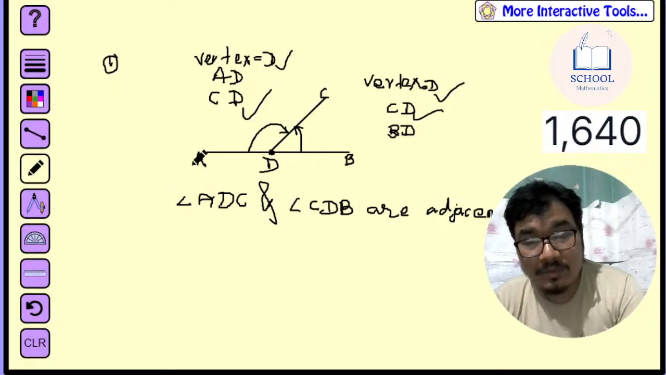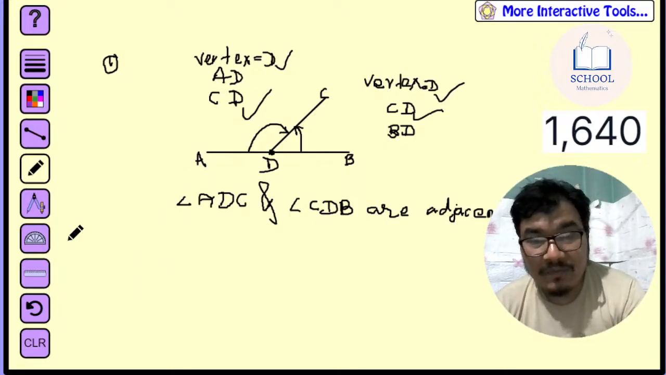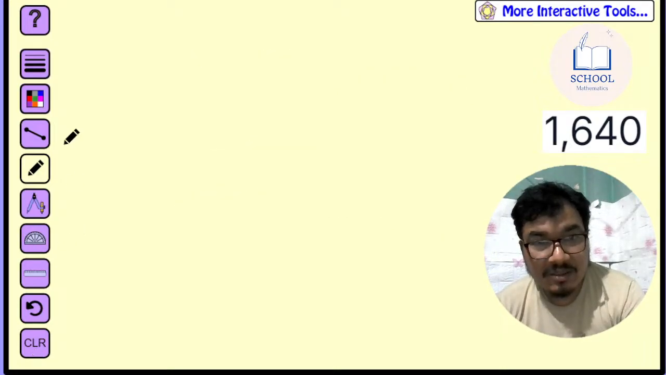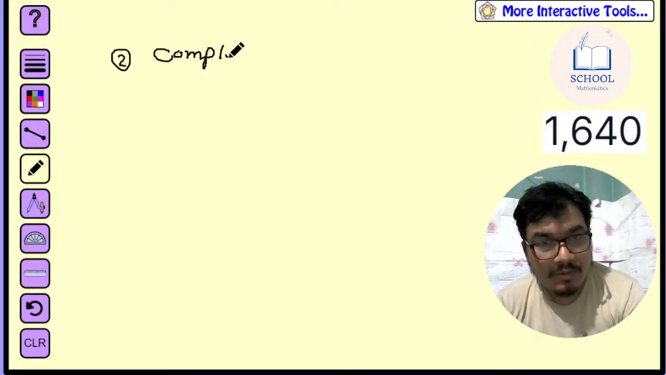Now I am moving to the next pair of angles. Look there. Next pair of angles is like this here. Number two is complementary angles, okay. Right here, complementary angles.